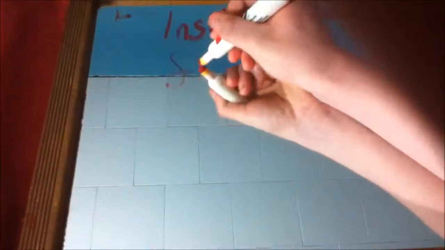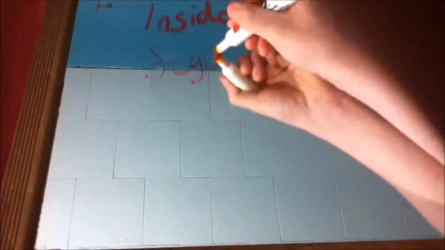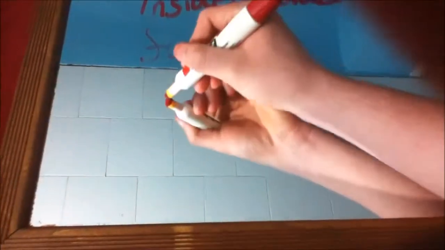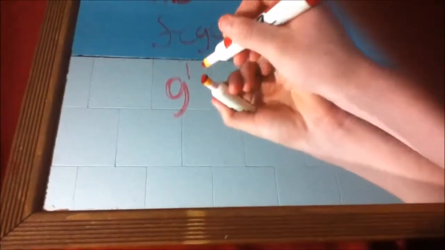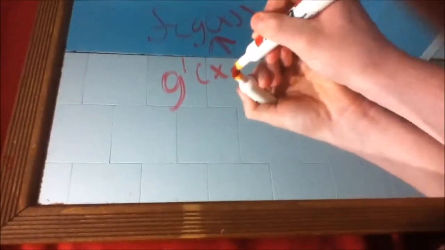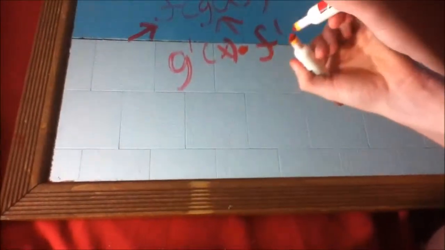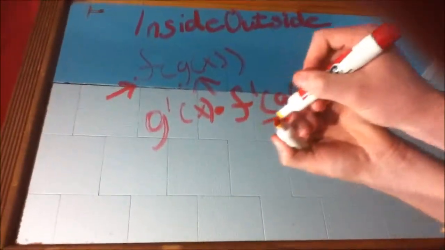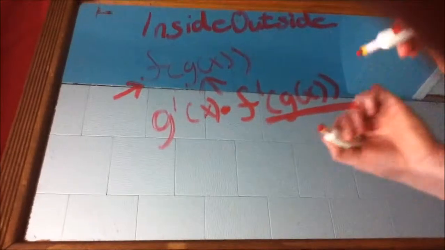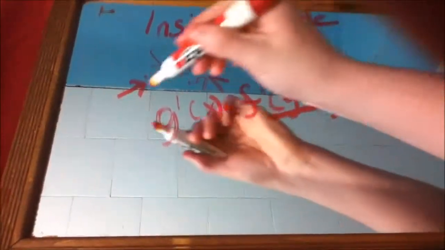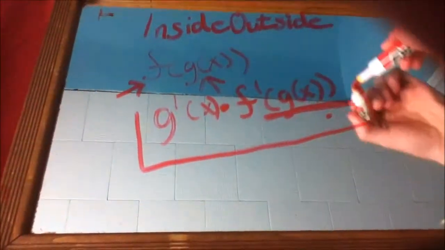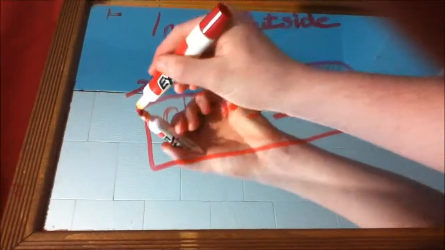So as I said, we take our function, f of g of x. And since we're doing inside-outside rule, we're going to start with the inside function, which is g of x. So we take the derivative of g of x, and multiply it by the outside function, which is f of g of x. Now remember, do not change g of x to g derivative. You have to keep it the same when going with the outside function. And essentially, this is your final answer.